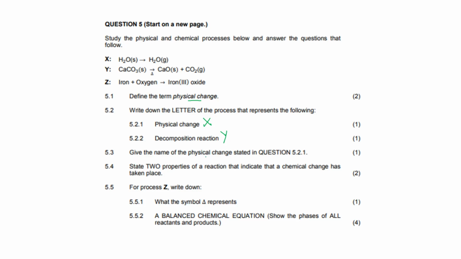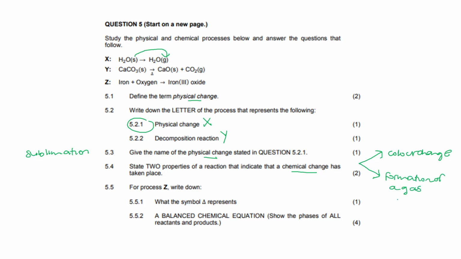5.3. Name the physical change as stated in 5.2.1. So it goes from a solid to a gas. What do we call that physical change? We call that sublimation. 5.4. State two properties of a reaction that indicate that a chemical change has taken place. So what are two properties that indicate chemical change? You could say the color changes, formation of a gas. You could also say something like a change in temperature.